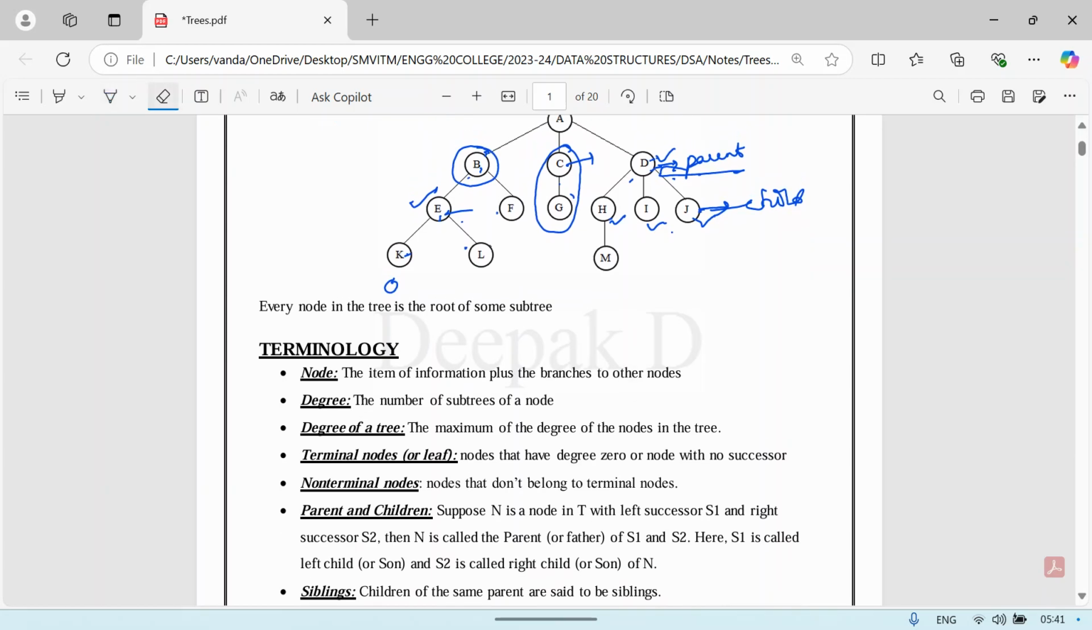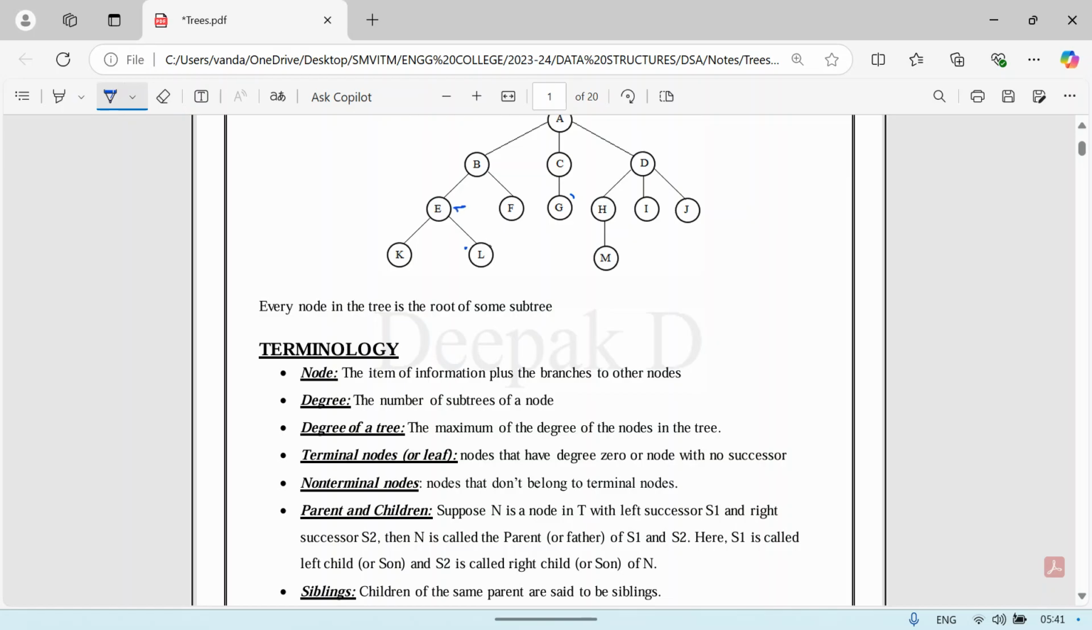Siblings. Siblings means nodes that share the same parent, like how you have your siblings. For example, here, this E node has children K and L. K and L share the same parent, E. That is why K and L are the sibling nodes.